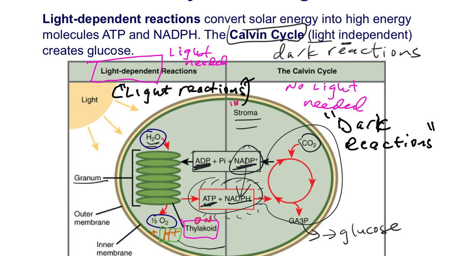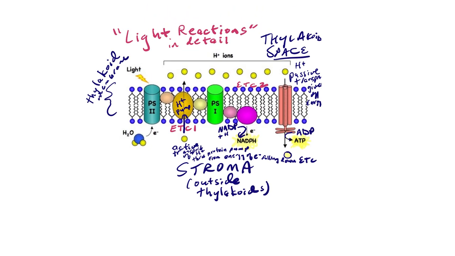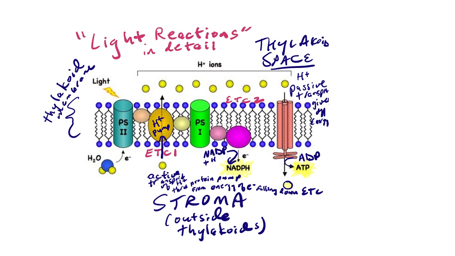So this is a rough overview of photosynthesis: two stages, the light reactions and the dark reactions. Now let's focus in on the light reactions in detail, that half that was shown in the previous picture. All of this is happening in the thylakoids. All this is the thylakoid membrane, the membrane of the thylakoid.